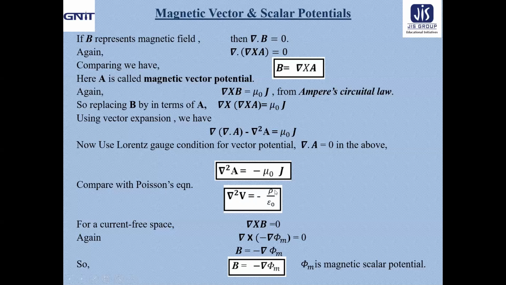So I think now things are clear to you that there are two potentials for magnetic field. In general, there is the vector potential, that is B equal to del cross A, and under restricted condition, that is for current free space, we are getting the magnetic scalar potential as minus gradient of phi m.